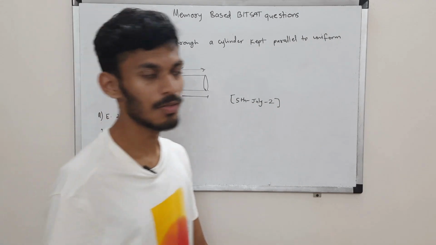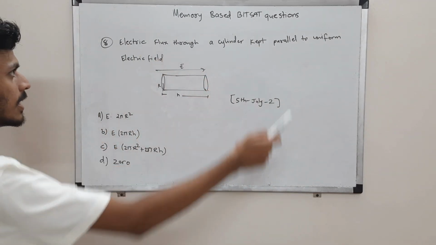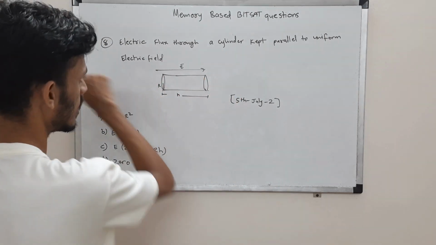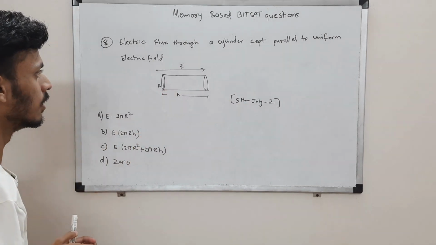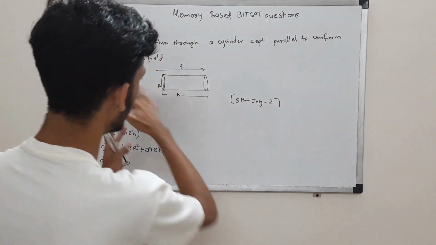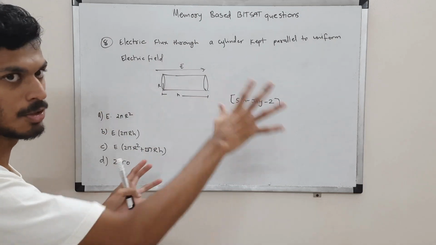So question number 8 over here. In this question, we are supposed to find the electric flux through a cylinder which is kept parallel to a uniform electric field. The cylinder is like this and the field is like this, parallel to the axis, and the field is uniform. Basically it means that the field is constant; it does not vary with space or time.